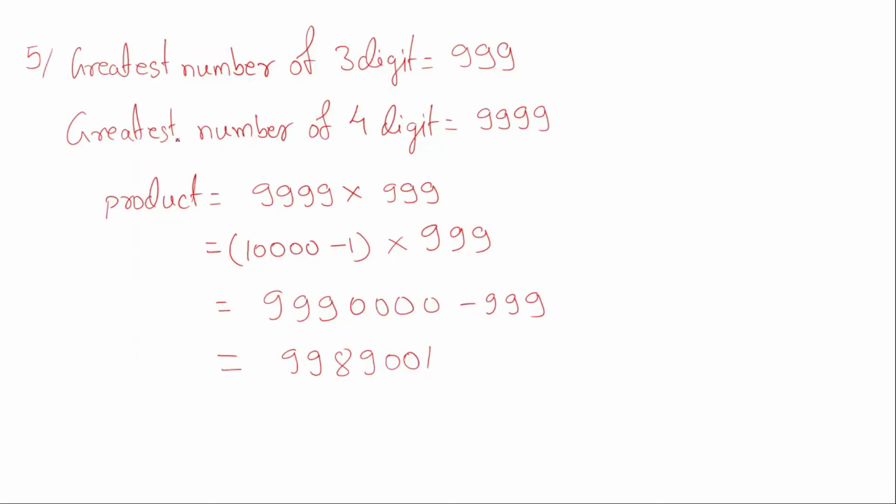So the greatest number of 3 digits is 999 and the greatest number of 4 digits is 9999. So their product will be this one. What you have to do, in any one of these greatest numbers, suppose this one, 9999, we can write it as 10,000 minus 1. You can also write 999 as 1000 minus 1. So first multiply 999 with 10,000 and then multiply 999 with 1. You will get this one, and when you subtract it, you will get the answer.